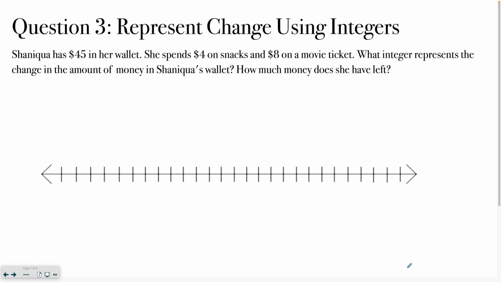So, question 3, there's a number line. If you would like to use it, you could also choose not to use the number line to solve this problem, okay? But this question is, Shaniqua has $45 in her wallet. She spends $4 on snacks and $8 on a movie ticket. What integer represents the change in the amount of money in Shaniqua's wallet? How much money does she have left? So go ahead, take some time, solve this problem, and when you're ready, come back and see what the answer is. Good luck.